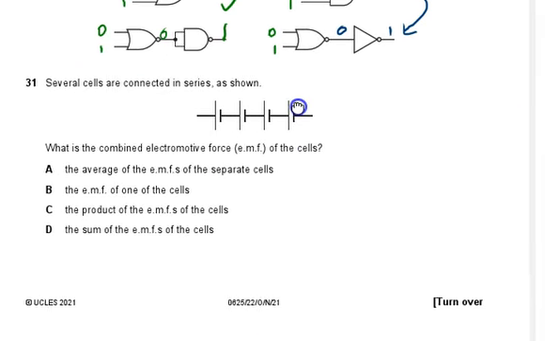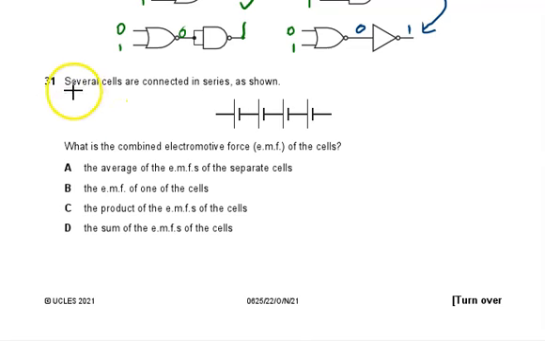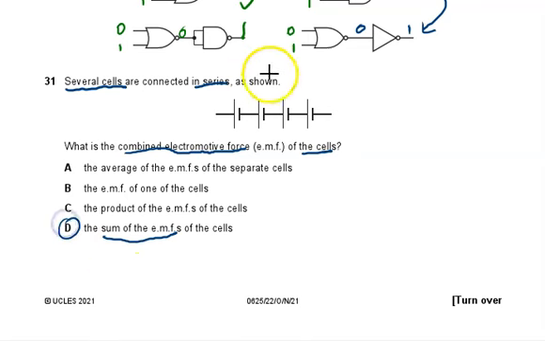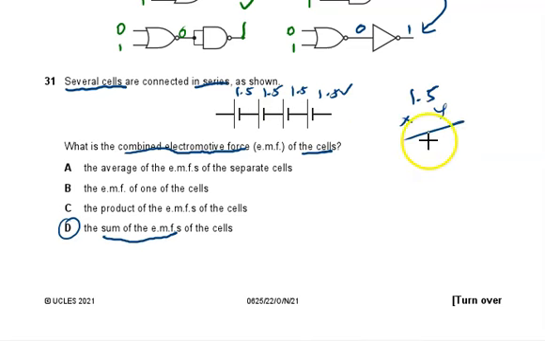Okay, for number 31, several cells are connected in series as shown. What is the combined electromotive force, EMF, of the cells? So it will be the sum of the EMF. That is your best answer here. For example, now you have 1.5, 1.5, 1.5 and 1.5 volts. You just have to multiply by 4, and the total of this voltage is 6 volts. Okay, so this is the answer for number 31.